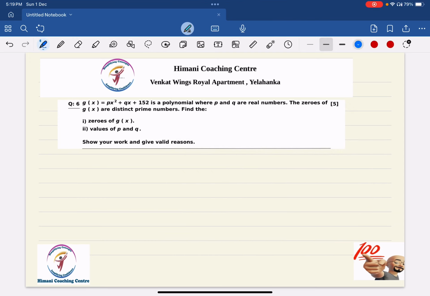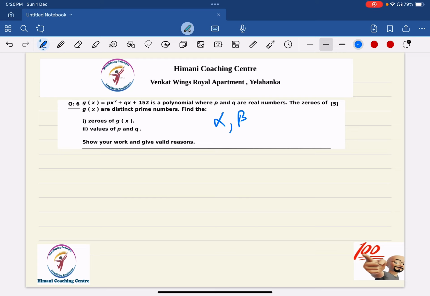Let us now go to this 5 marker question, and it's a tricky one. We are given g(x) = px² + qx + 152 is a polynomial where p and q are real numbers. The zeros of g(x) are distinct prime numbers. Okay, we are told that these are prime numbers. So we are supposed to find the zeros of g(x), the values of p and q, show your work and give a valid reason. Now see, let us say alpha and beta are the zeros of this polynomial.